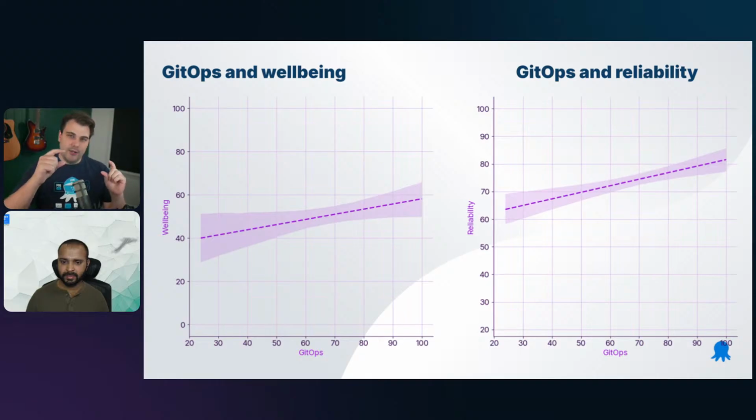So the closer to that line the shaded area is, the more confident or the stronger correlation there was between those two things. So here we can see that there is, for both well-being and reliability, an upwards trend. So effectively, the higher your GitOps score, the higher the well-being and reliability.